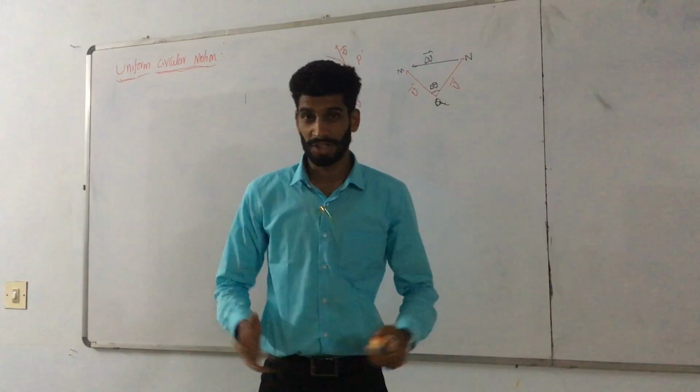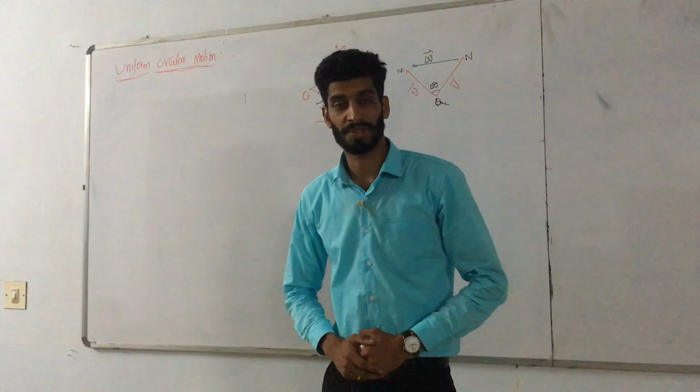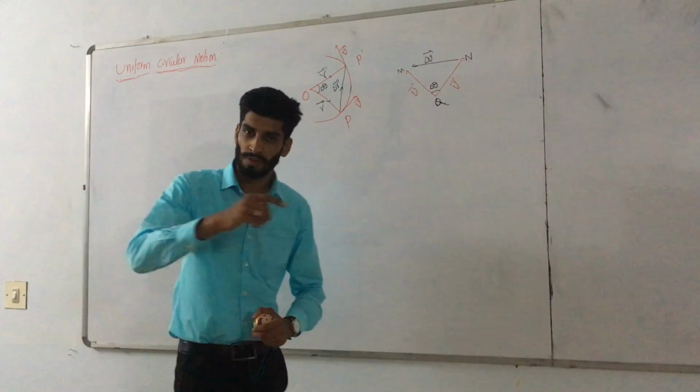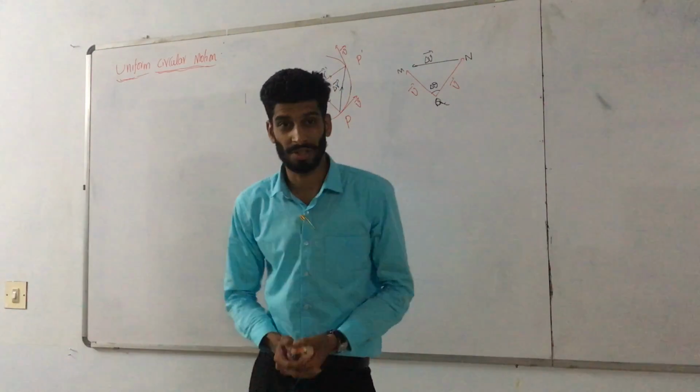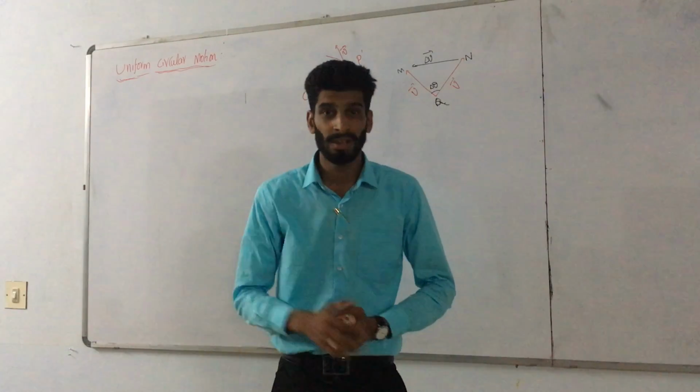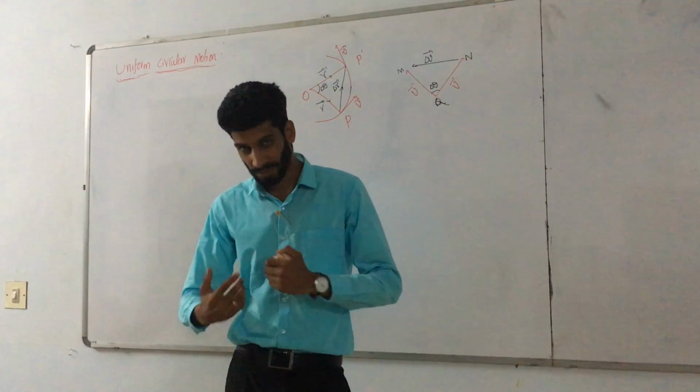Hello there. This time my topic is uniform circular motion. First of all, I'm going to tell you what is circular motion. If a body is moving in a circular path, then it's called circular motion. So we have so many examples, starting from a fan and planets revolving around the sun.